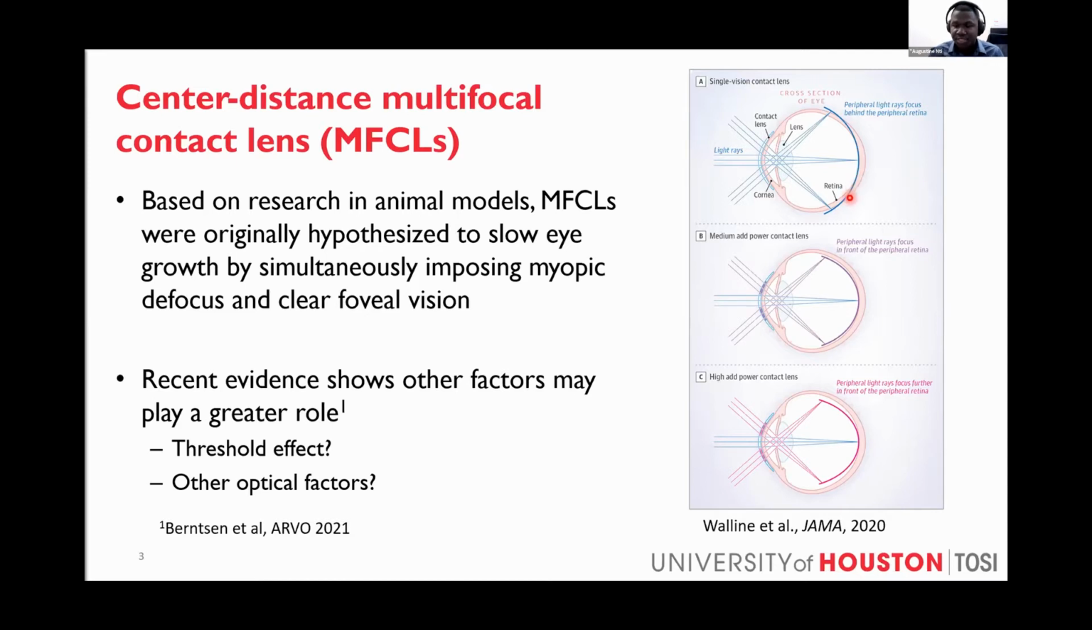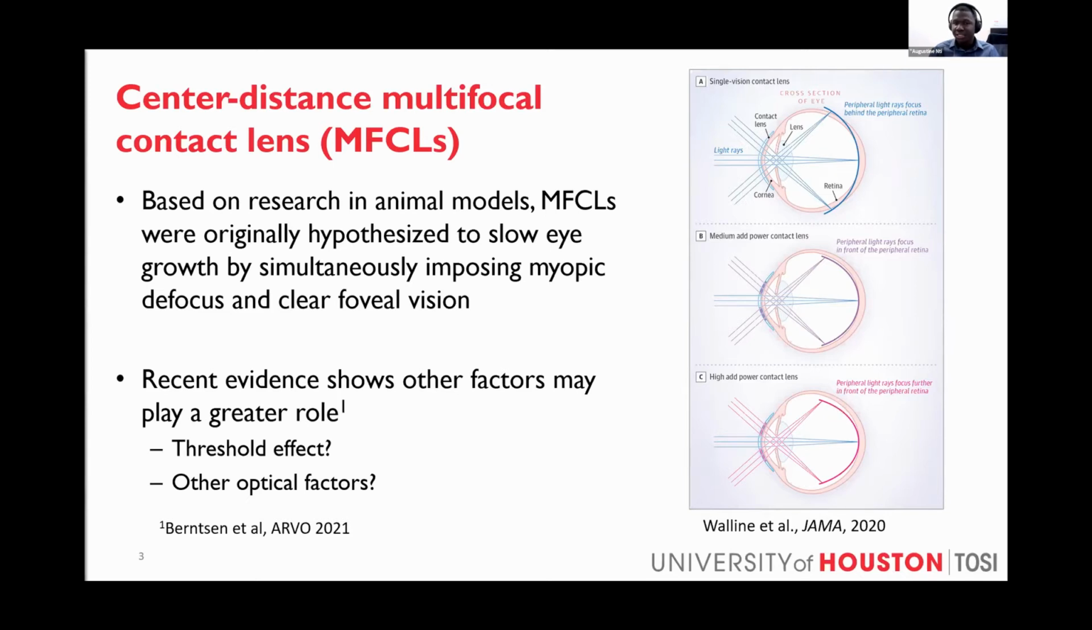In this image from a recent paper, you see that with a single vision contact lens, you have clear foveal vision, but out in the periphery, the rays of light come to a focus behind the retina, which causes a peripheral hyperopic defocus. This was hypothesized to be a signal for the eye to grow longer. However, with a multifocal soft contact lens, again you have clear central vision, but out in the periphery, because of the added plus power, the rays of light come to a focus in front of the retina, causing a peripheral myopic defocus, and this was hypothesized to be a signal to slow eye growth. When you increase the add power, you have a more pronounced effect.